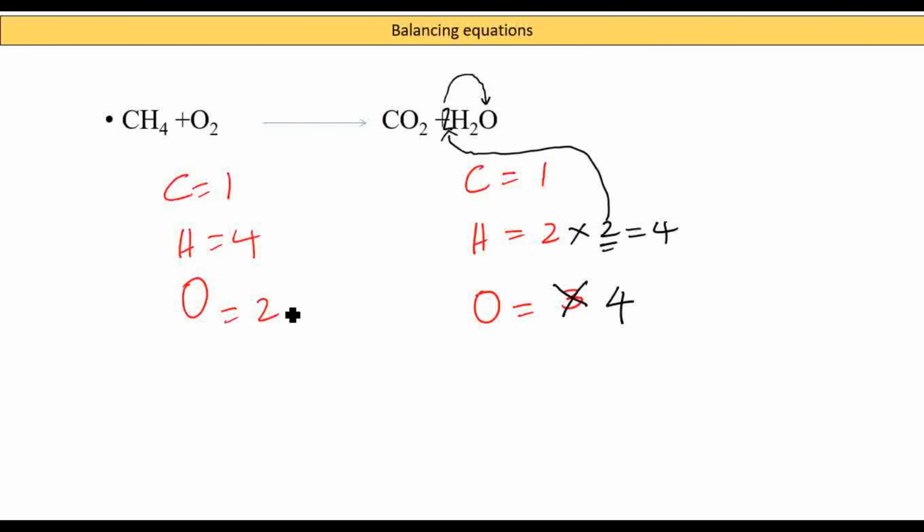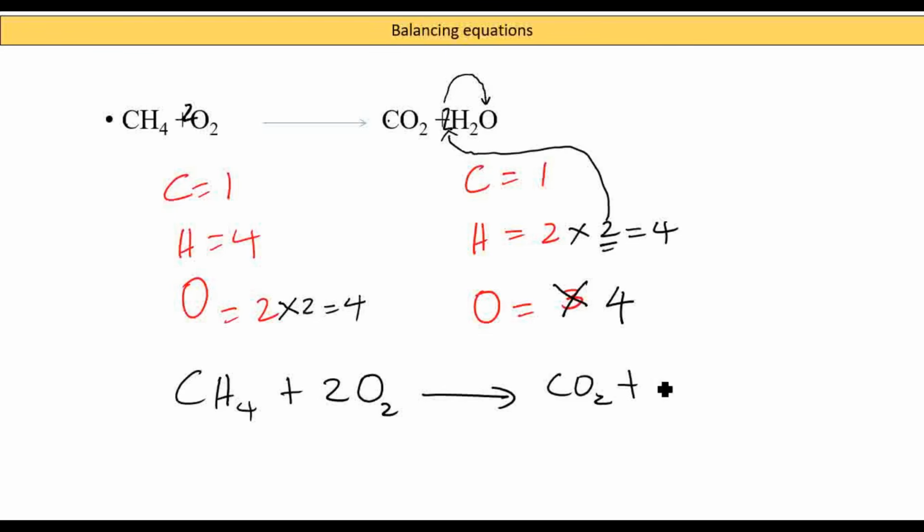oxygen. So we go to the next side. Let's try and fix our oxygen. What can I do? That's now going to be 4. So I stick that 2 in front. Okay, good. And then let's double check. 1 carbon, 1 carbon, 4 hydrogen, 4 hydrogen. 2 times 2 is 4. 4 oxygen. So our final answer is CH4 plus 2 O2 gives you CO2 plus 2 H2O. Okay, that's our final answer.